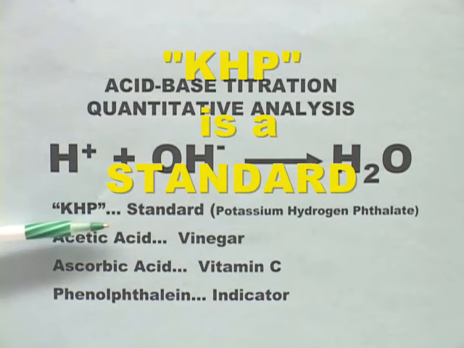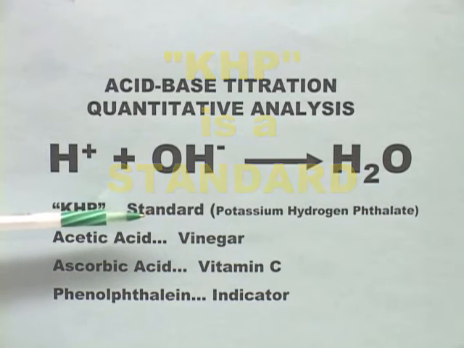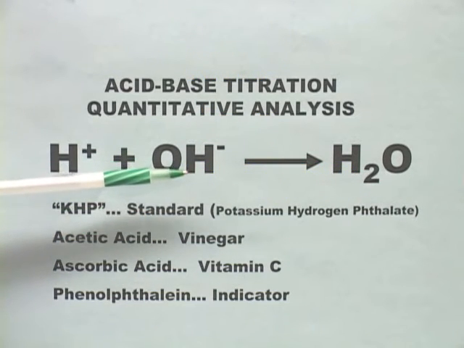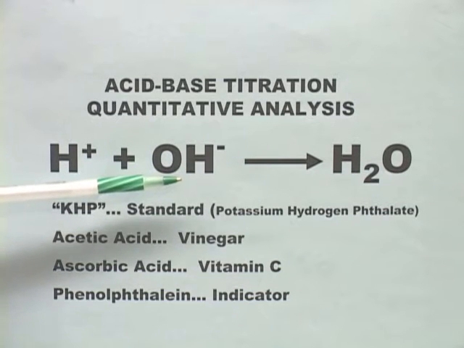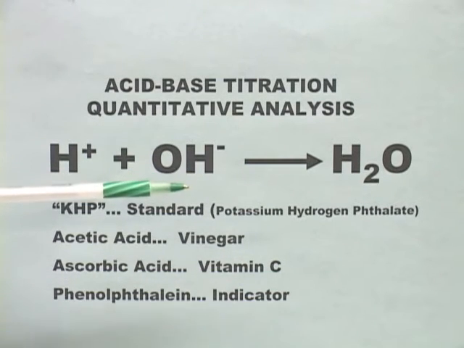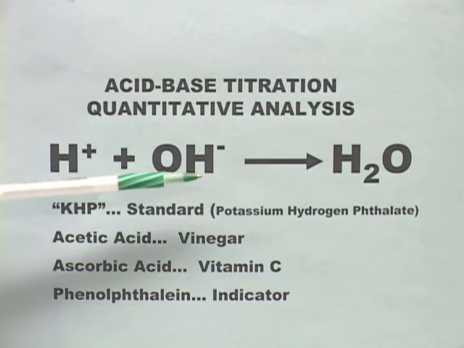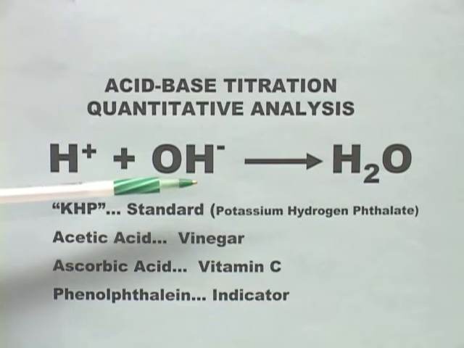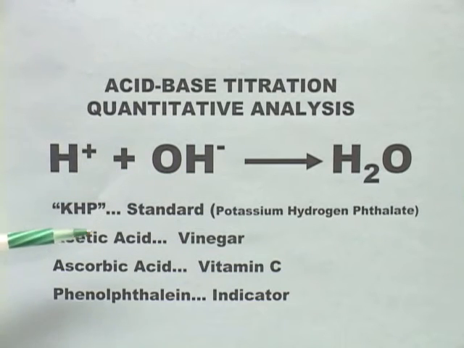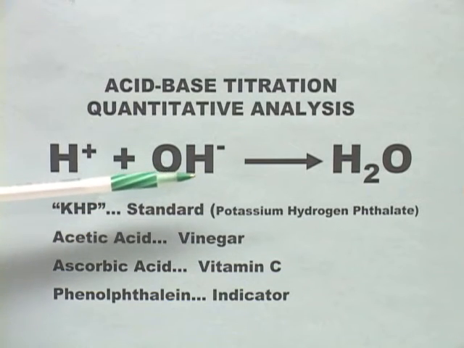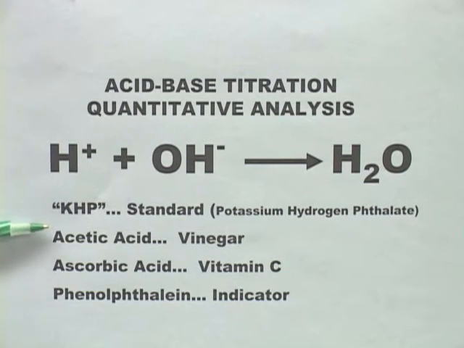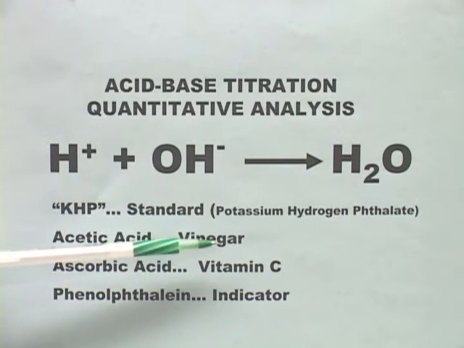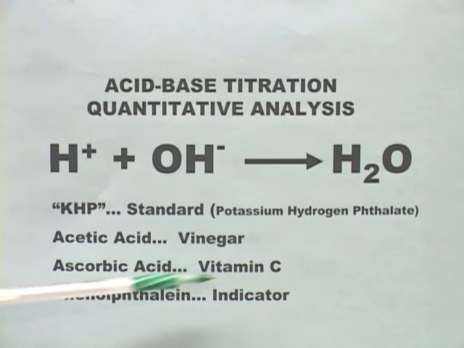This material is a standard, so you will weigh an exact amount of this material and find out how much it takes of the sodium hydroxide solution that you have to exactly neutralize it. That will tell you the exact concentration then of the sodium hydroxide. After you have standardized your sodium hydroxide so you know its exact concentration, then you can use that sodium hydroxide to titrate and find out how much acetic acid there is in a vinegar unknown and also how much vitamin C there is in an ascorbic acid unknown.